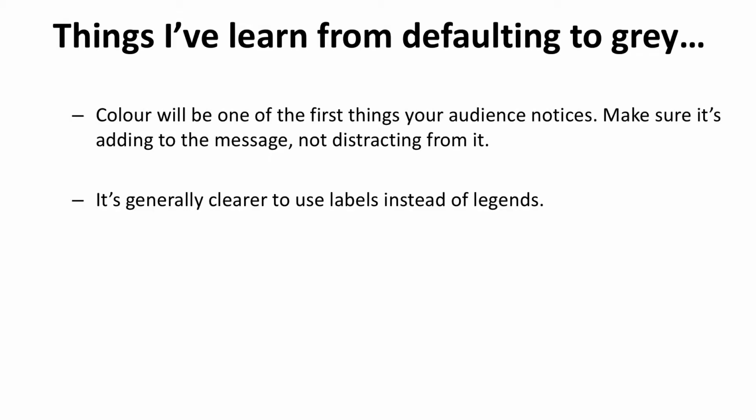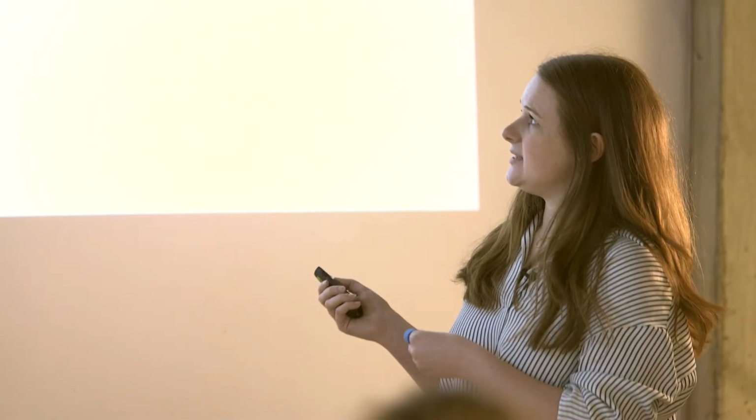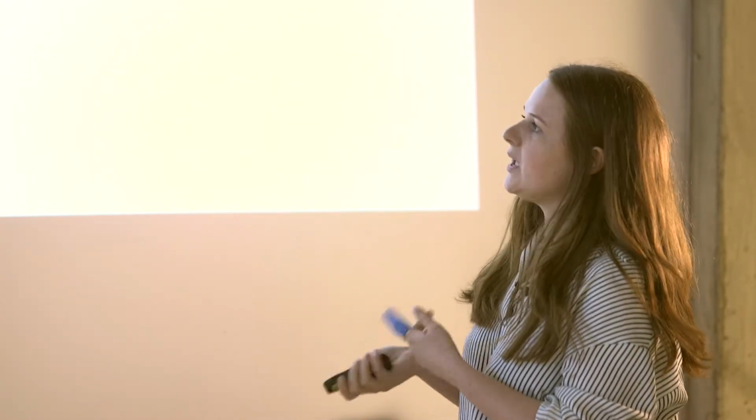Generally, try and use labels instead of legends. I think this one's really easy to forget, especially when you're familiar with your data, because you assume that people can read across and you go, it's fine, they know that it's this because I've got it written down there. Actually, it's really slow looking between legends and matching them to the colours. So where you can, try and put labels in.